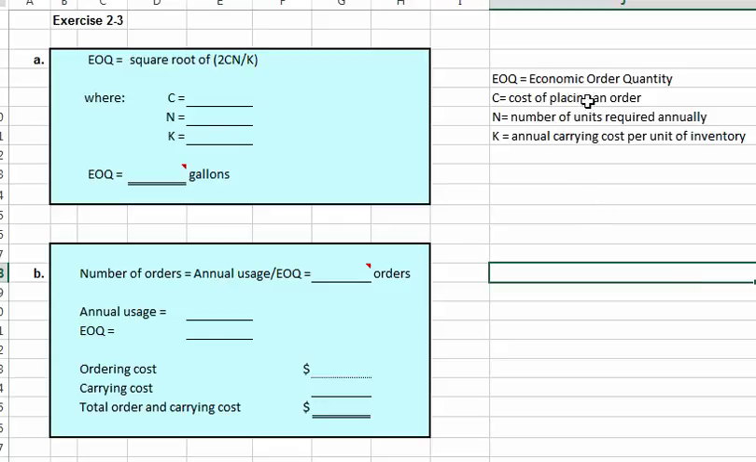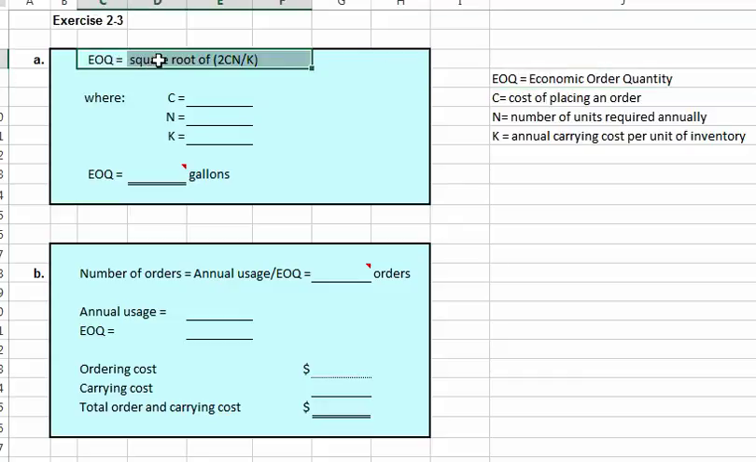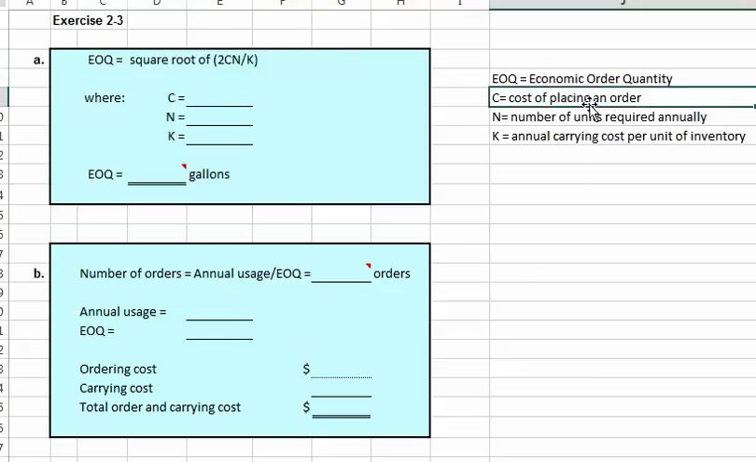So, economic order quantity, EOQ stands for economic order quantity. And your formula for economic order quantity is given here in the template. It's the square root of a fraction. In the top half of the fraction, you want to multiply 2 times the cost of placing an order and times the number of units required annually. And then in the bottom half of the fraction, we're going to divide by the annual carrying cost per unit of inventory. Alright, so there's our fraction.